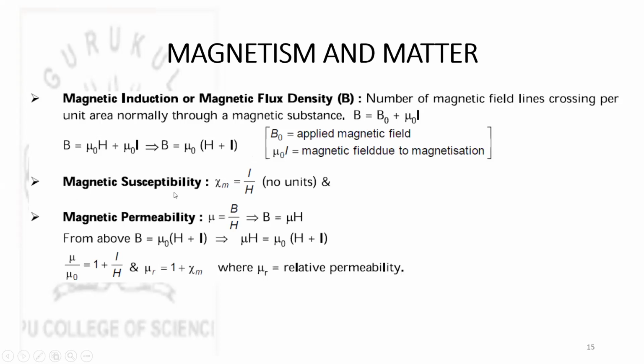And magnetic susceptibility. Magnetic susceptibility is the ratio of intensity of magnetization to magnetizing force, and it has no units. Then magnetic permeability. Magnetic permeability is the ratio of magnetic induction at a position to magnetizing force, that is, B is equal to mu into H. If you compare these two equations, you get mu H is equal to mu naught into (H plus I), or mu by mu naught is equal to 1 plus I by H. Mu by mu naught is called the relative permeability of the material. So mu R is equal to 1 plus chi m, that is susceptibility.